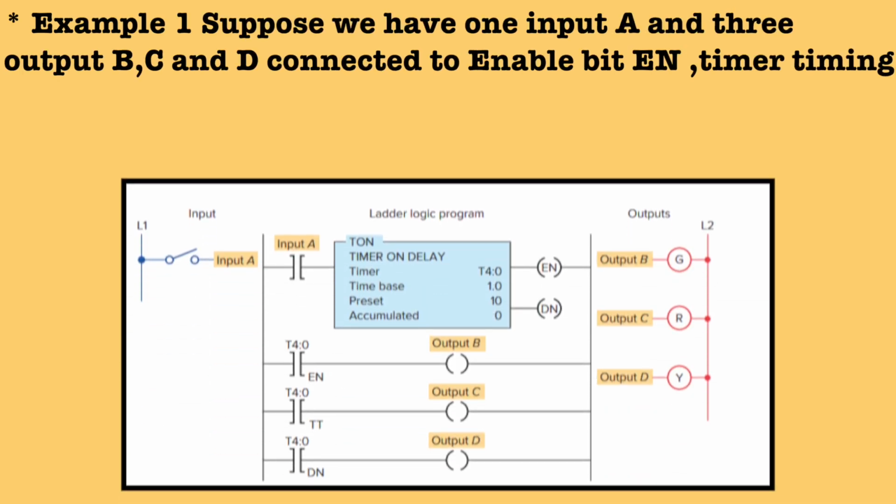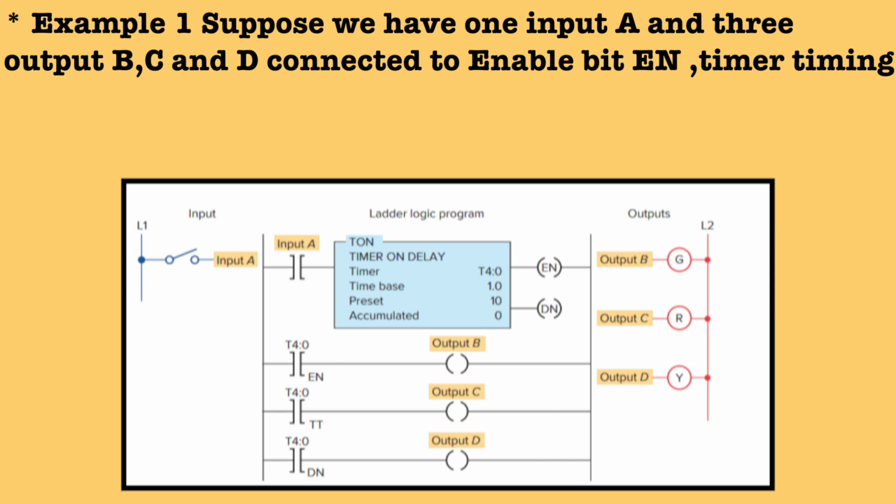Let's take some examples to understand the TON timer process. In the first example, suppose we have one input A and three outputs B, C and D connected to the enable bit, timer bit and the done bit respectively. As you can see in the diagram, the input switch is represented by I:0/0 and the timer is connected to rung 1, and the timer address is represented by T4:0. The preset value is 10 and the time base we are using is 1 second.